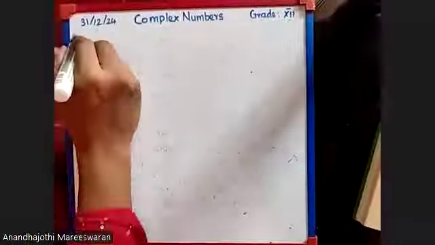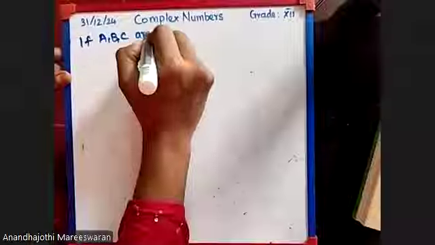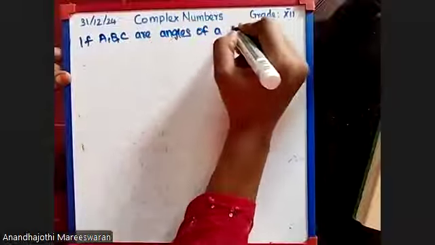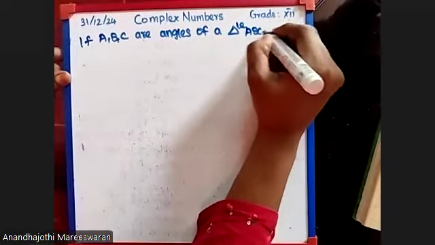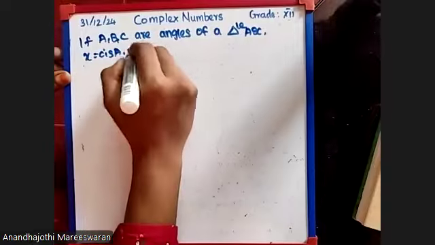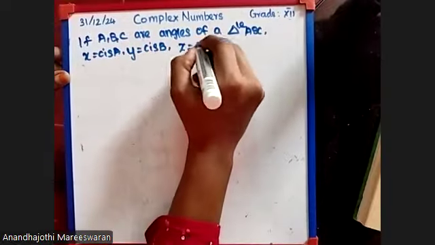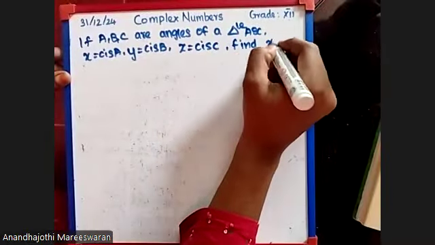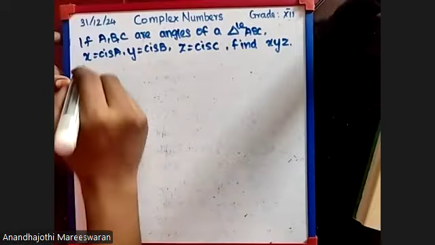Next sum: if A, B, C are angles of a triangle, such that x equals cis A, y equals cis B, and z equals cis C, then we have to find xyz. Shall we start? Yes, of course.